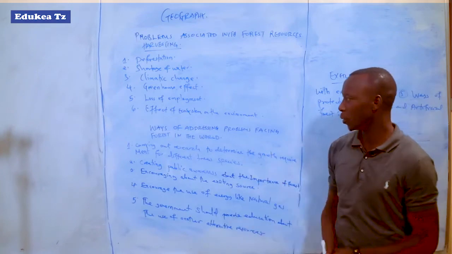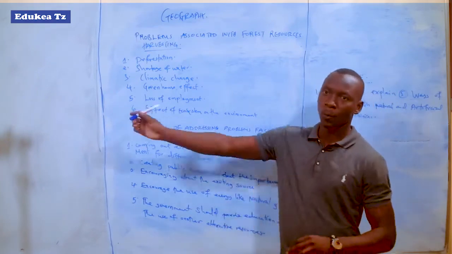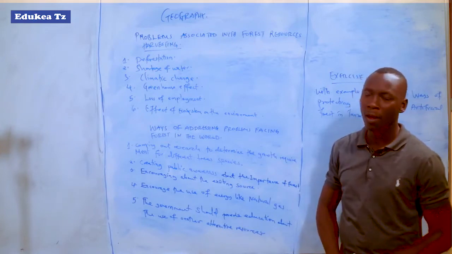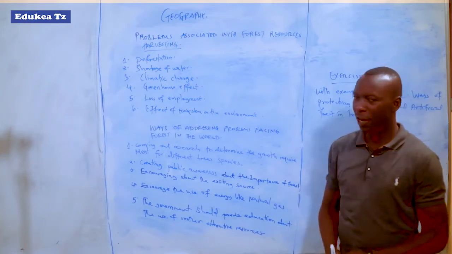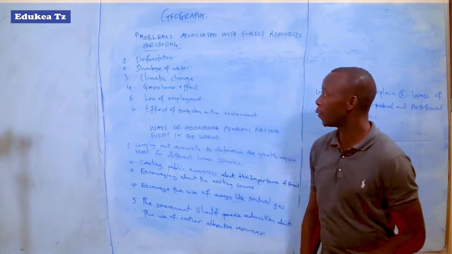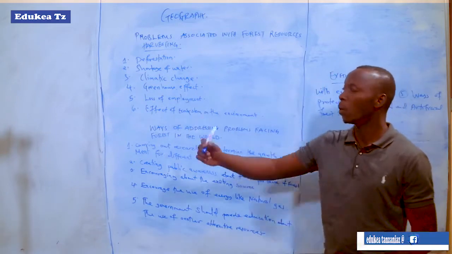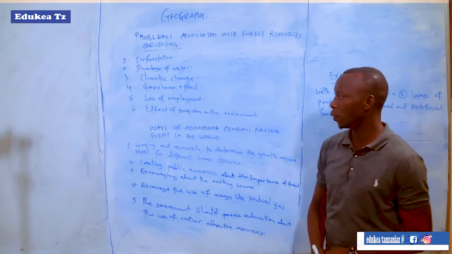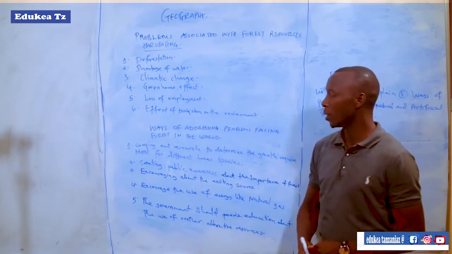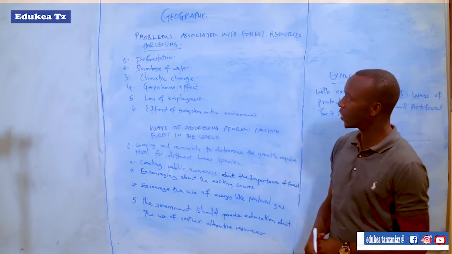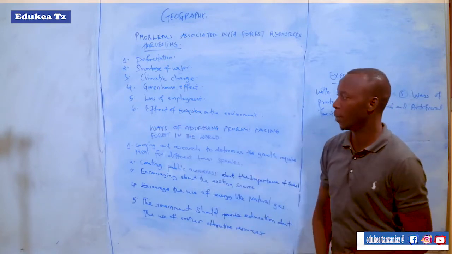The loss of employment opportunities is also an effect of harvesting trees without replacing them, of which people who are involved in lumbering and creating furniture will lose employment opportunities because we fail to get raw materials at a particular time. So through doing that, this is also a problem.